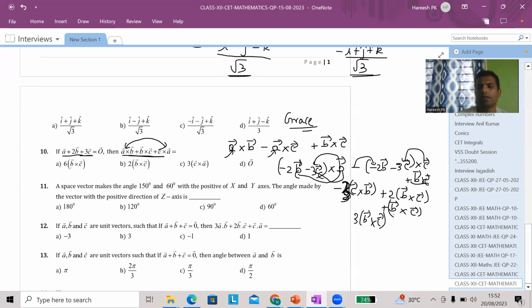And then we have another 2 times B cross C and 1 time B cross C, adding up to give us 6 times B cross C. Okay. This is again a direct question.